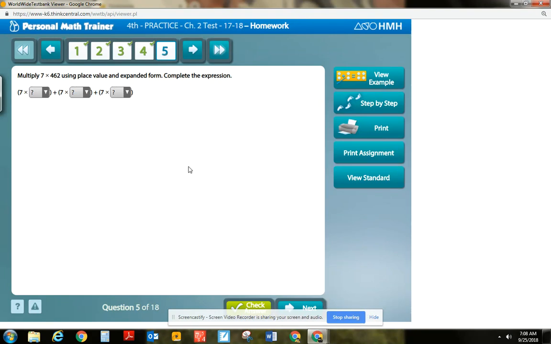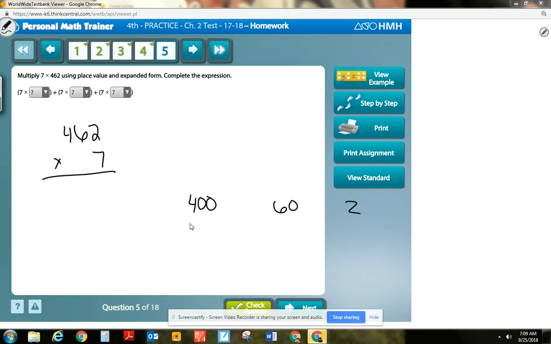All right. So it says multiply 7 times 462 using place value in expanded form. Complete the expression. So let's multiply by expanded form. This is my favorite way to have students solve it because I find that it's the most accurate. So I'm going to expand 462, and then we're multiplying it by 7.